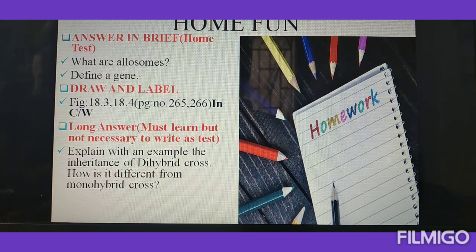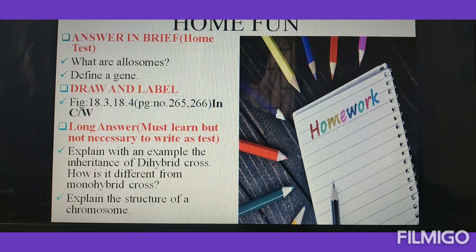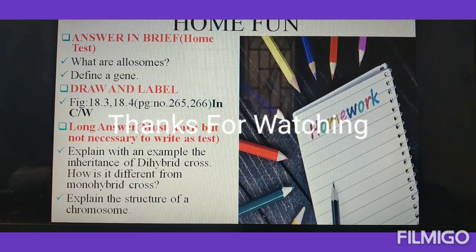Long answers. These long answers, students, you must study. No need to write this test. First question, explain with an example the inheritance of dihybrid cross. How is it different from monohybrid cross? Second question, explain the structure of a chromosome.